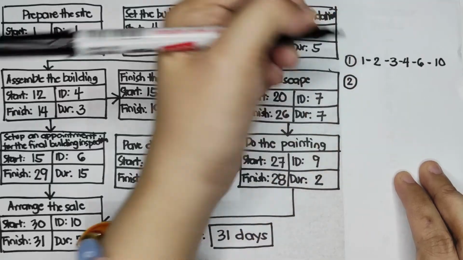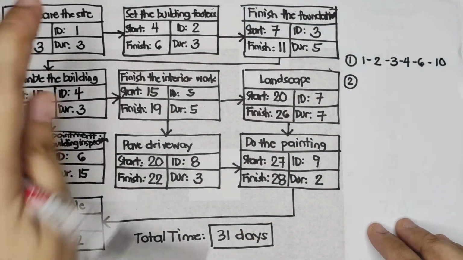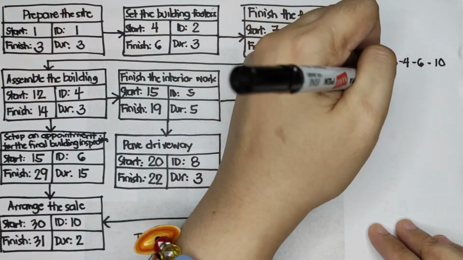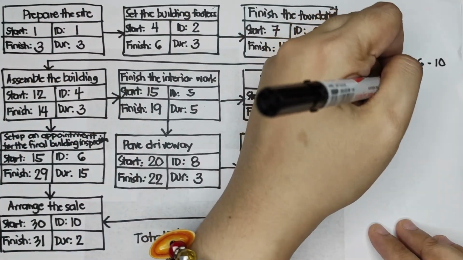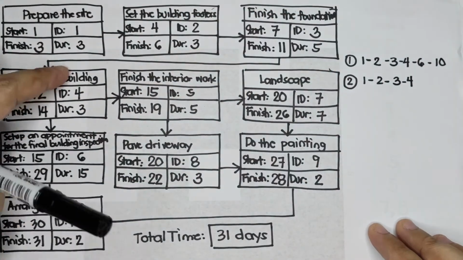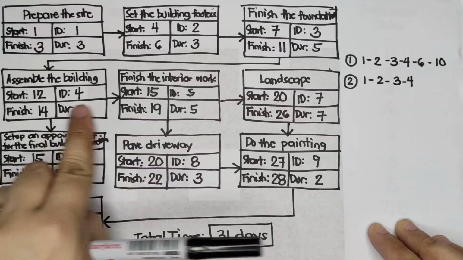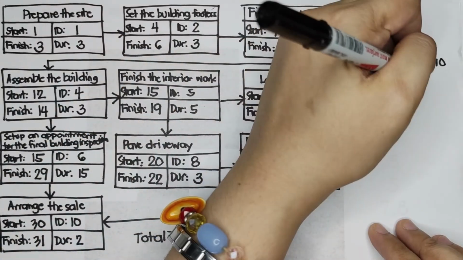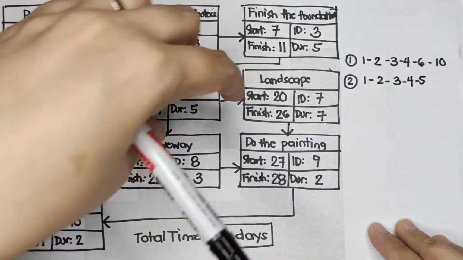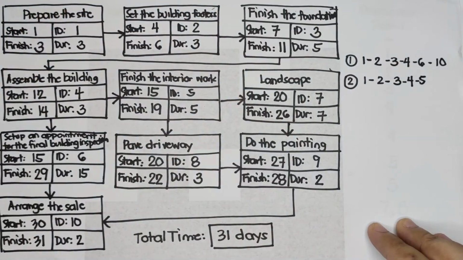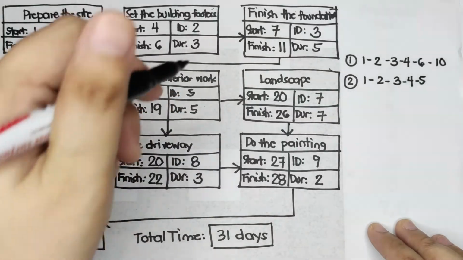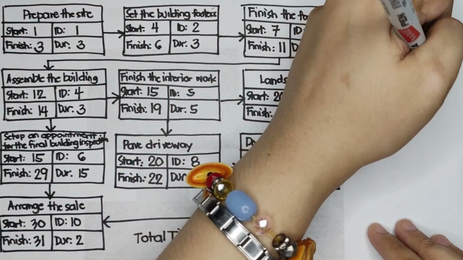Next is path number 2. Just the same, 1, 2, 3, and then 4. Since we've already traversed this one, the next one is 5. Okay, 5 has 2 branches also. Let's take this first: 5 and then 8.